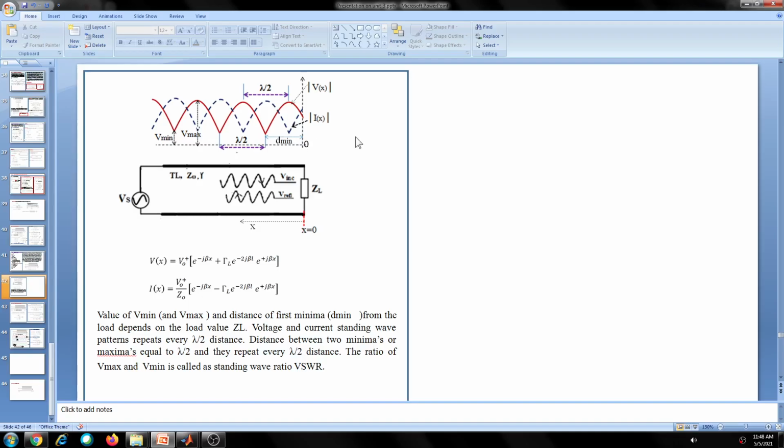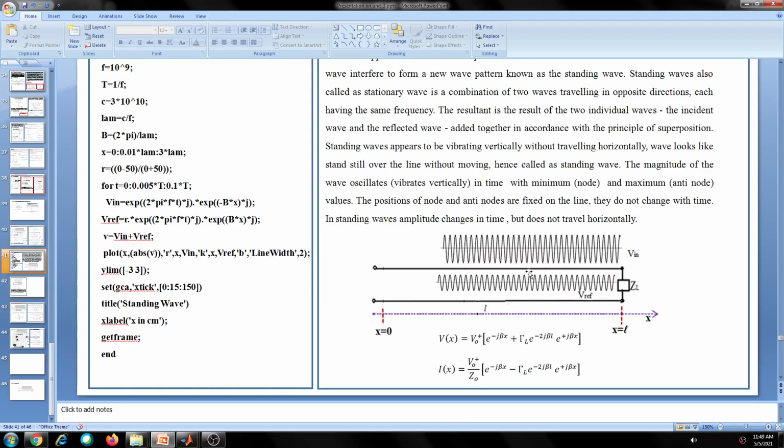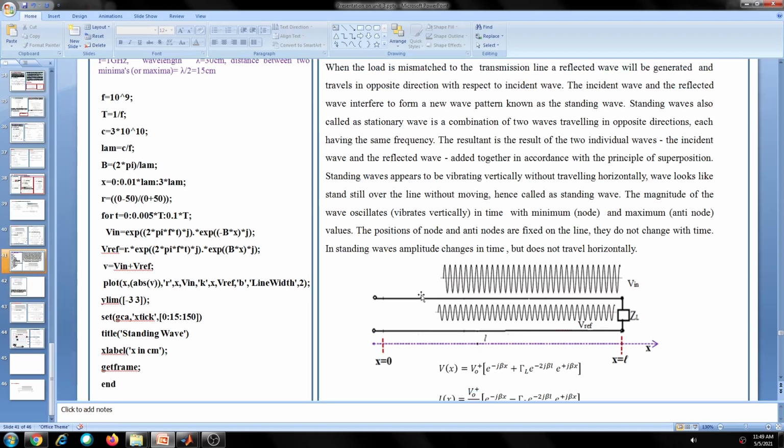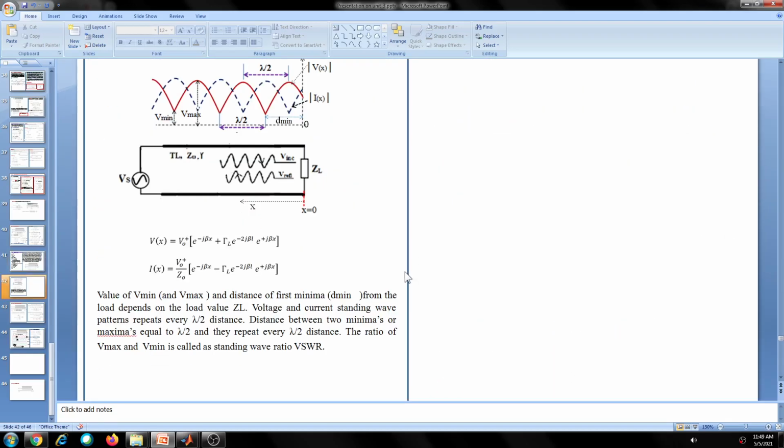So this is called a standing wave pattern, and mainly what we will measure from the pattern is V minima and V maxima. So that is called a standing wave pattern. I think that is enough for the standing wave voltage.